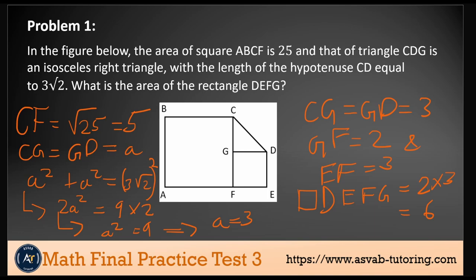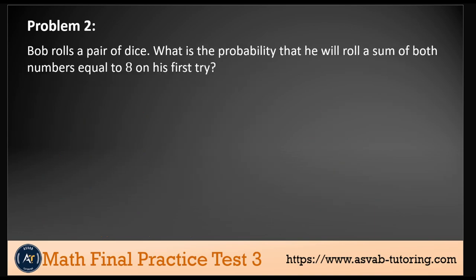Okay, sounds good. Let's move on to the next one. Okay, we've got problem 2. Bob rolls a pair of dice. What is the probability that he will roll a sum of both numbers equal to 8 on his first try?